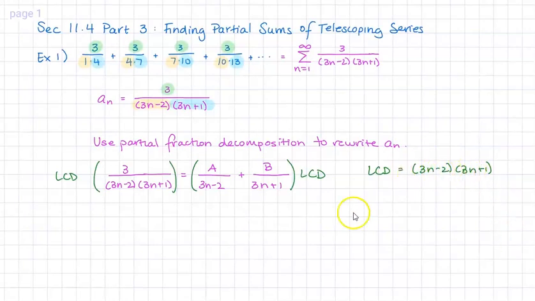Okay, so now we got that. The LCD will cancel out with the entire denominator of the first fraction, so we're just left with the numerator. When this distributes to the second fraction, the one with the A, the 3n minus 2's will cancel, but we have A times (3n plus 1). And then, similarly, with the last fraction, the 3n plus 1's cancel, so we'll have B times (3n minus 2).